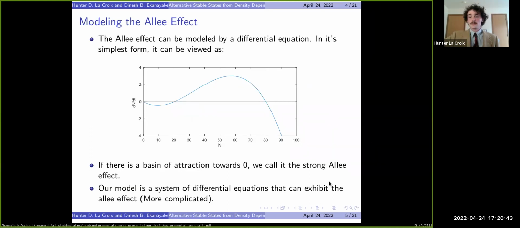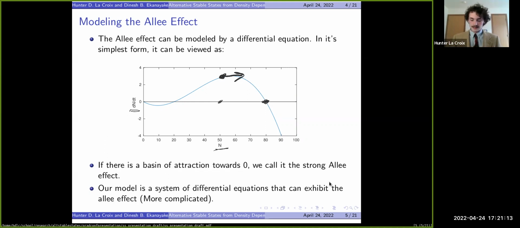The Allee effect can be modeled by a differential equation model. Right here, we have a differential equation. On our x-axis, we have the population, which we use n for. And on the y-axis, we have dn over dt, which means the change in the population. So let's say we start at 50 population. Now, the change in population through time is positive, so this is going to go rightward. And actually, we're going to end up landing at this point right here. We're going to go all the way rightward.